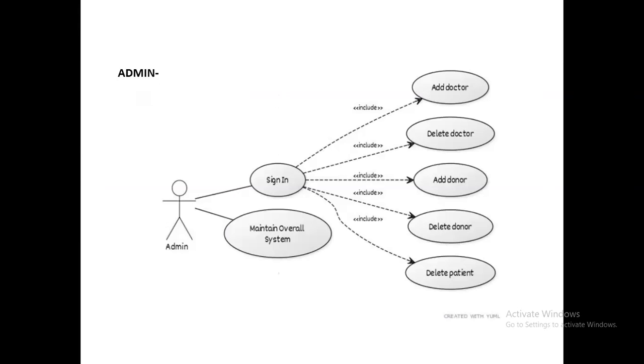These are the use case diagram for the admin. The admin has basically all the controls. He will first sign in to the application, then he has the control to add doctors from different cities, and he also has the control to delete the doctors. Then he can add the blood donors and delete donors. He can check the patient detail as well as maintain the data of the patient. So he can basically maintain the overall system of the application.